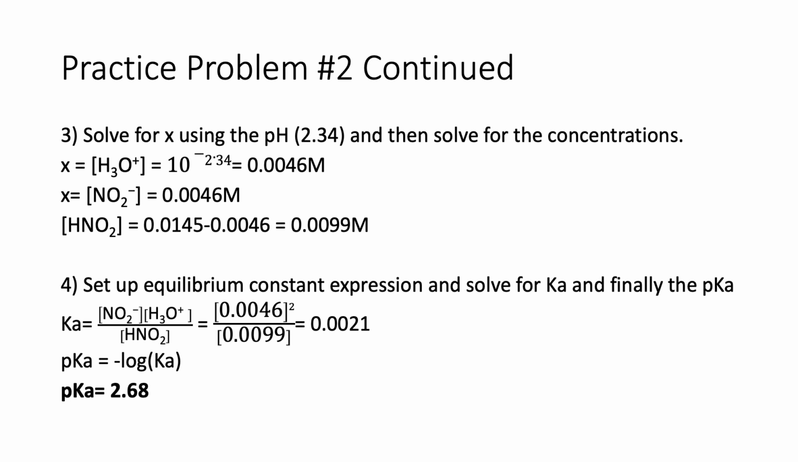Our fourth and final step is to set up the equilibrium constant expression and solve for Ka, and then finally we're going to find the pKa. So when we put those values into the equilibrium constant expression, we're going to get 0.0021 for our Ka, and since pKa is equal to the negative log of the Ka, when we put that into a calculator, we're going to get a value of 2.68 for the pKa.